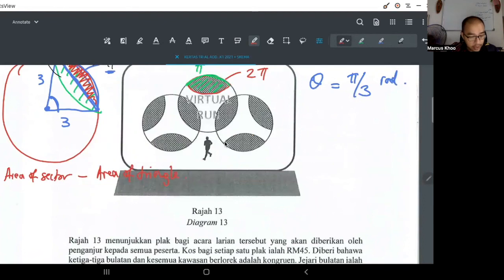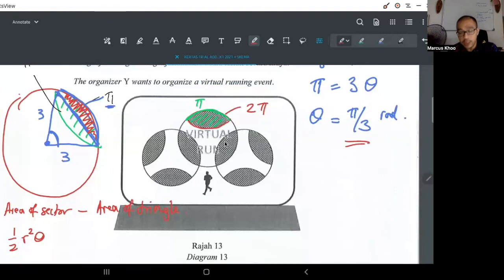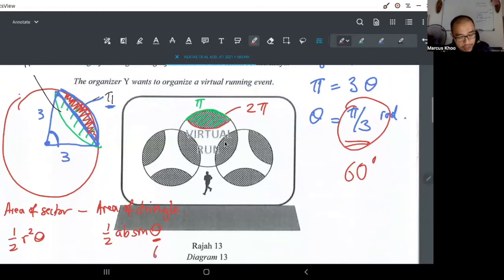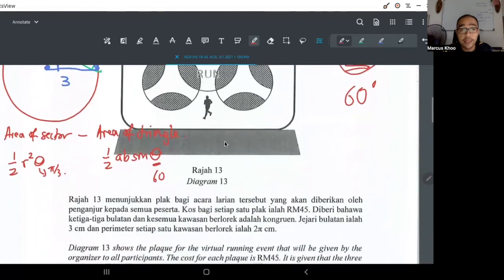The area of sector is 1 over 2 r squared theta. We have r, we have theta, which is pi over 3. All you have to do is just put it in and substitute. The area of the triangle is also the same, 1 over 2 ab sine theta. But this theta must be in degrees. Pi over 3 radian is 60 degrees. If you don't know that until now, it is time to know. Pi over 3 radian is 60 degrees. So this will be sine 60. Here will be pi over 3, just so that you know the difference.